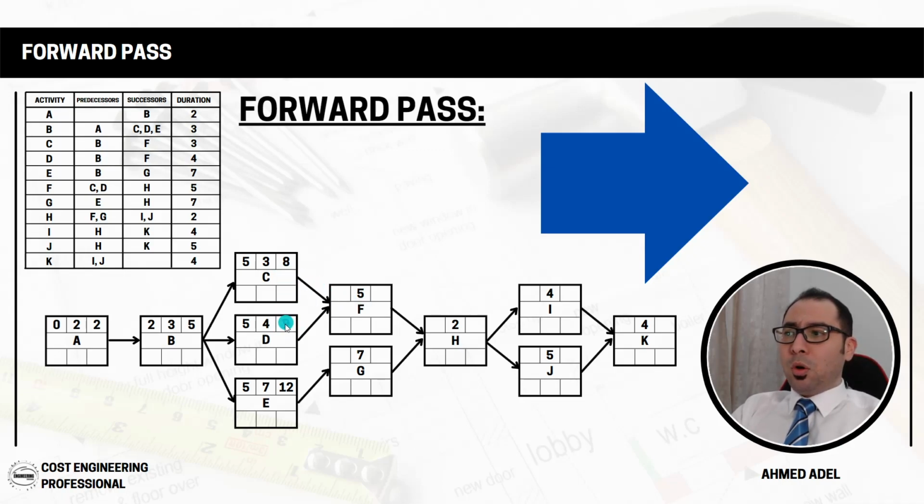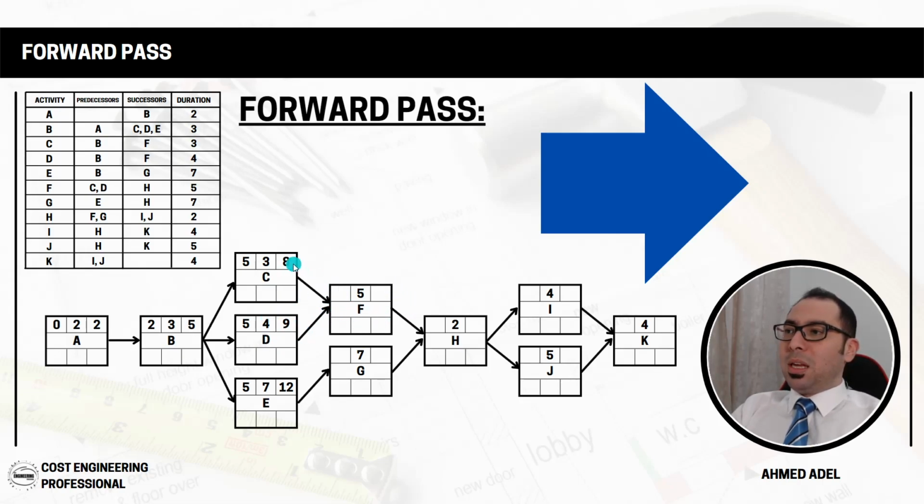Logically, it should start on 9 because on 8, this activity is completed, but this activity is not completed. So I have to wait until 9 so that D also is completed and F can start. So even though the start of F depends on the end of both C and D, I have to wait until D is finished so that I have both of them finished and F can start.